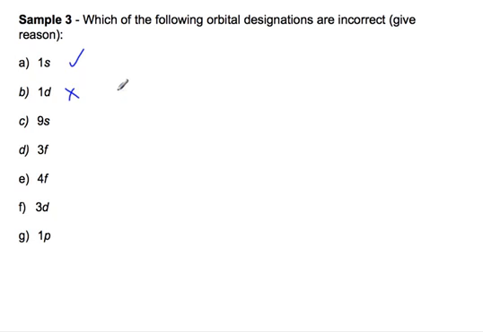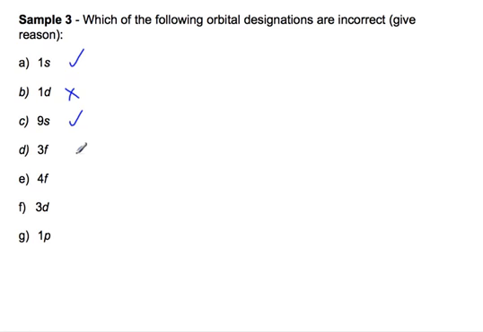1d does not work. And that's because n equals 1, there's only one orbital type, and that's an s orbital. So you don't actually have a d orbital yet. 9s, that's fine. You can have an s orbital at every n value. So n equals 1 to infinity, there will be an s orbital.